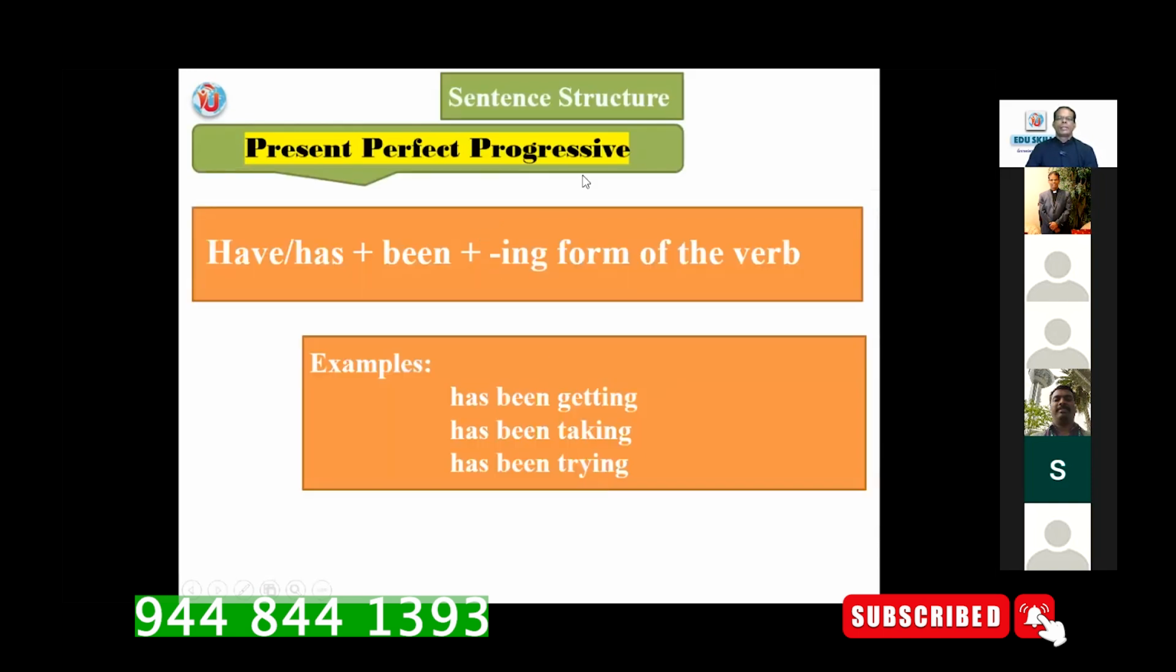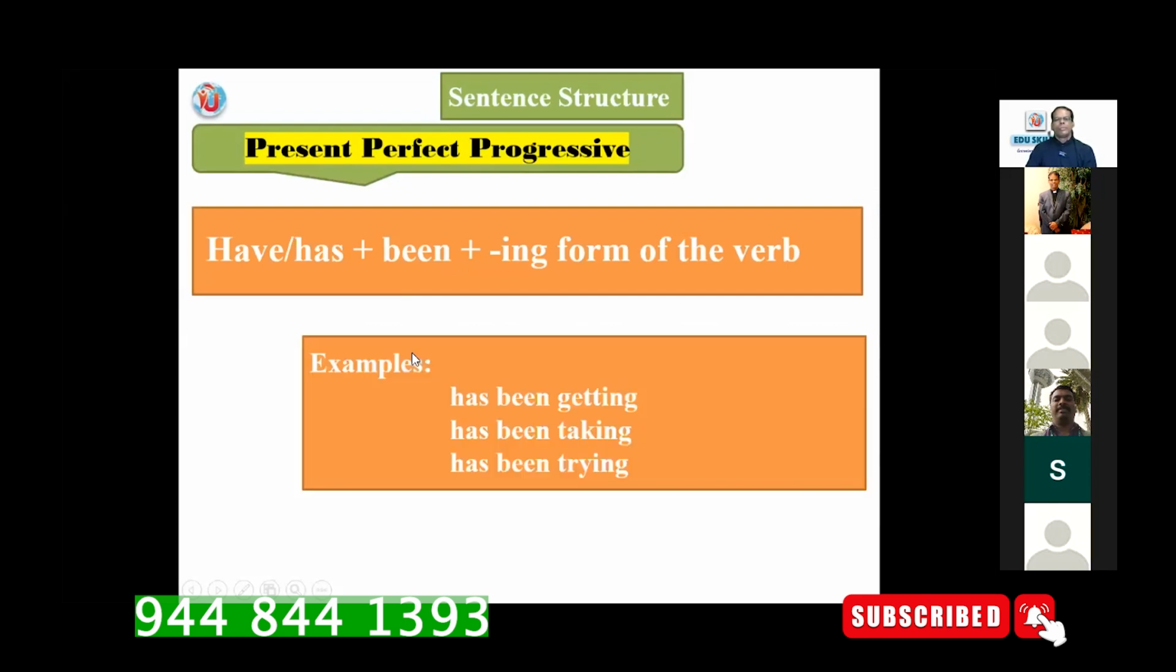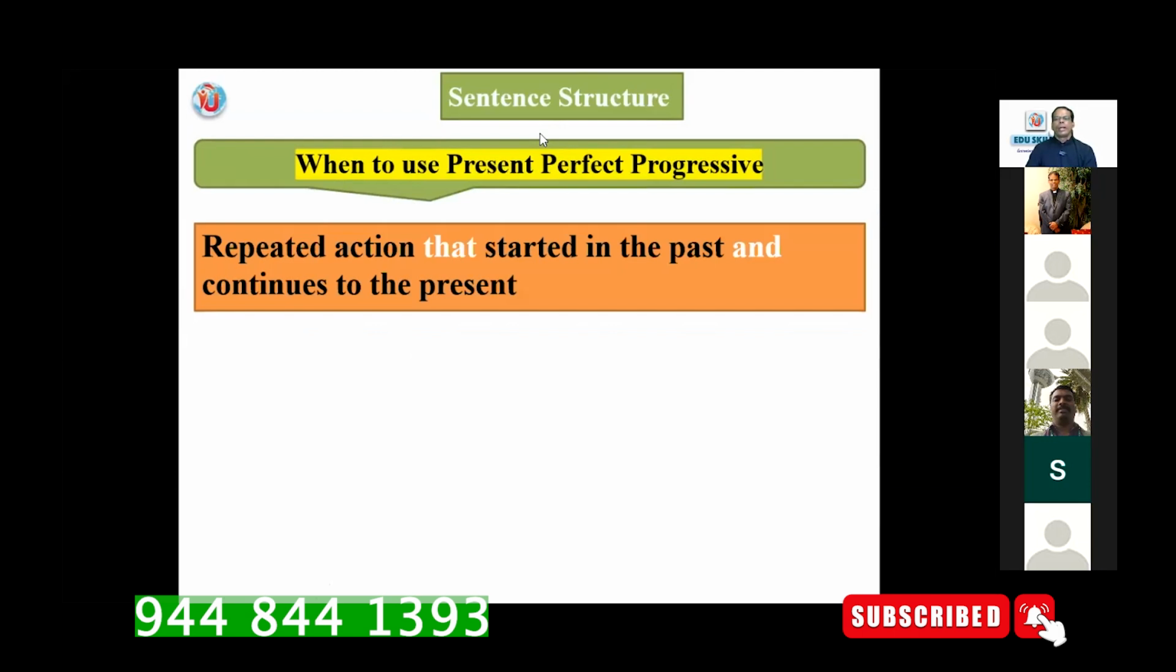And present perfect progressive, you know, have been or has been plus the ing form of the verb. Has been getting, has been thinking, has been talking. When to use present perfect progressive? For a repeated action that started in the past. The majority of you make mistakes in this particular thing. That's why I have taken it up. You put things in past tense where you have to use present perfect progressive.